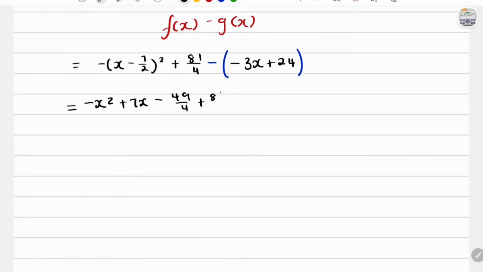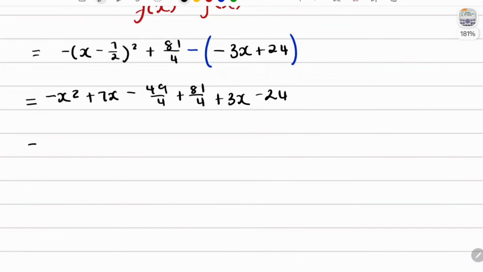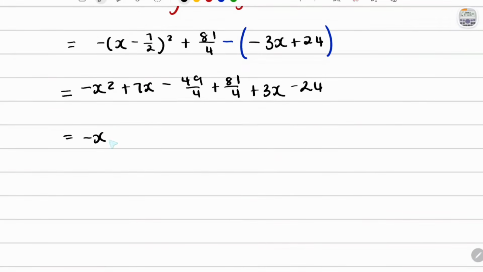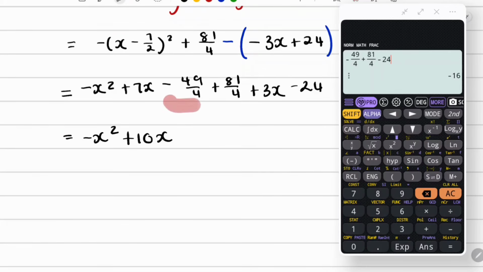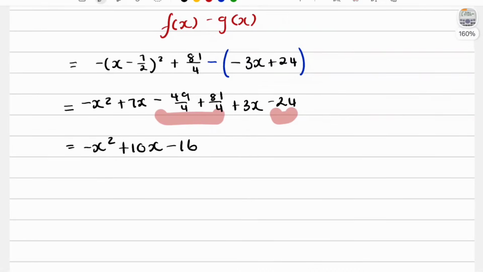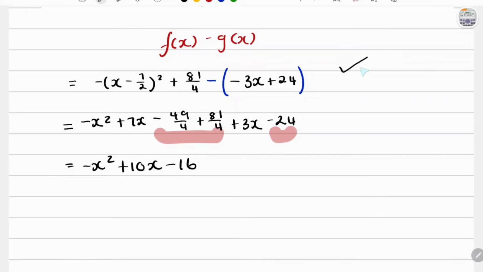Okay, then of course you have the plus 81 over 4, and then if you distribute here, you get positive 3x and minus 24. And this is equal to negative x squared, and those two add and become positive 10x. And then all of these numbers really just simplify together. As you can see, if we simplify the constants, you're just going to get negative 16. So minus 16. Okay, so there we go. That is our answer there, and that is for 2 marks. So they'll really just give you a mark for actually forming your equation and then your answer.